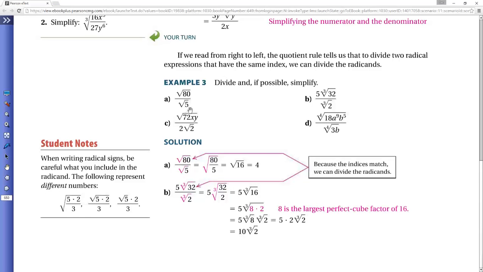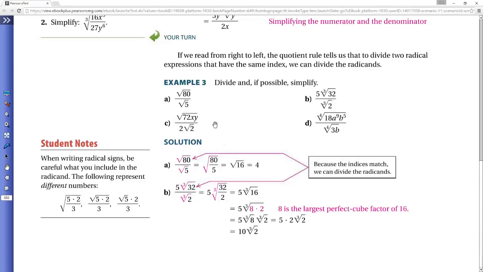If I have the square root of 80 over the square root of 5, they say that could be written the other way. Going the other way on the rule here, when I have a square root over a square root, I could say that's the square root of that fraction, right? So this is the square root of 80 over 5. You can actually do that division or simplify that to be 16, and the square root of 16 is 4.